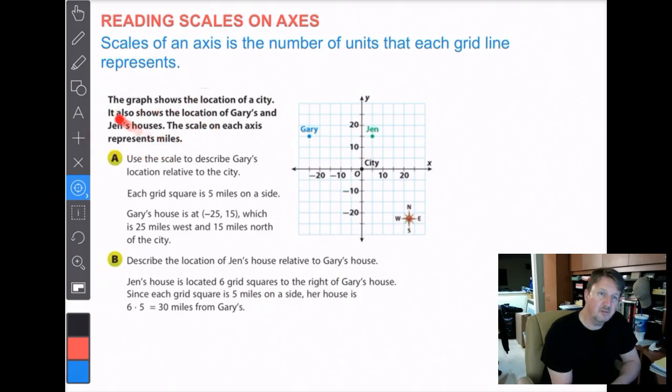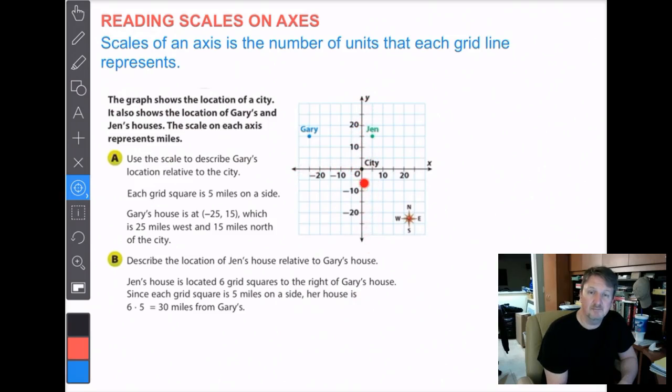Now here in our example, it says the graph shows the location of a city, right there at the origin. It also shows the location of Gary's and Jen's house. The scale on each axis represents miles. So here we got 10, 20, and then probably 30. And then we got 10, 20, and 30.